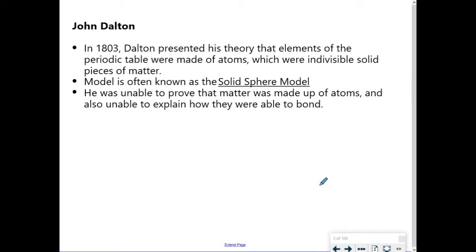The other one, by the way, was Young's double slit experiment. You guys remember the double slit experiment, where not where he shot electrons, but where they shot light through the double slit? That was in 1801. This is 1803. So John Dalton presents his idea.